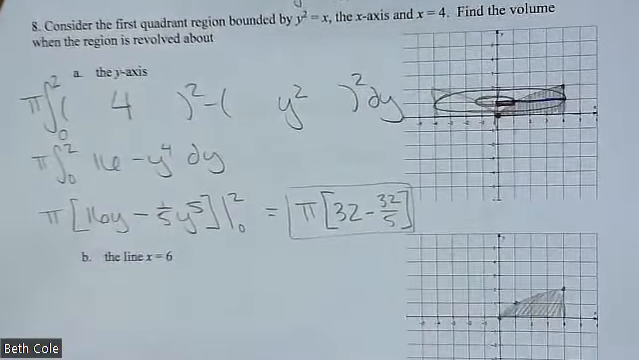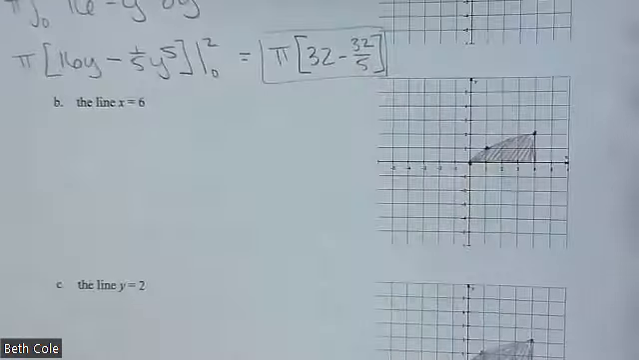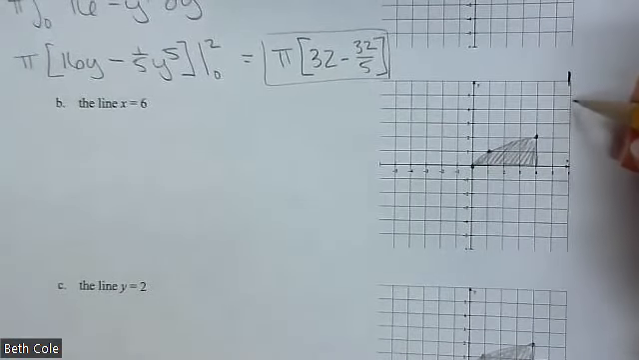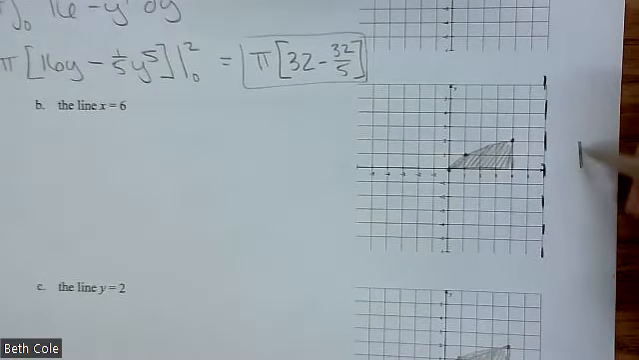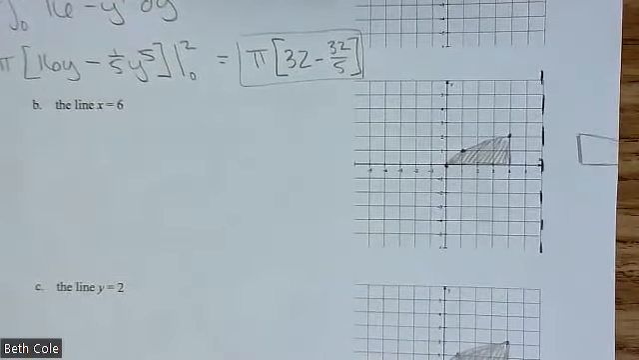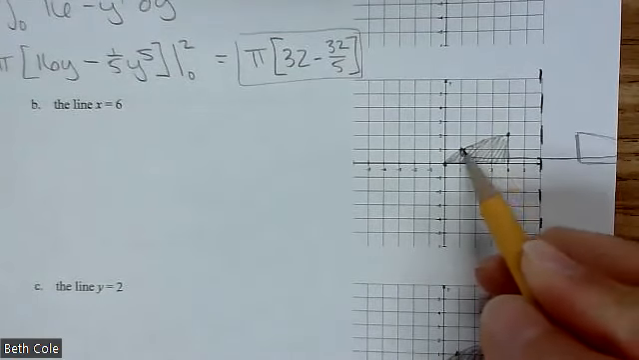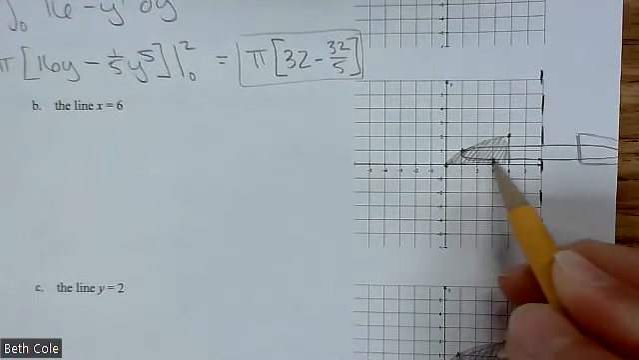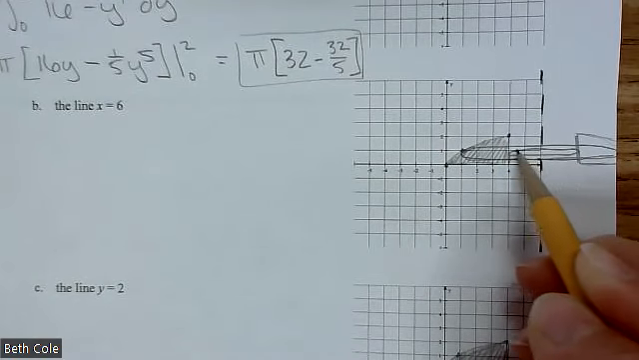All right, this one, I apologize. Our ghost shape is going to kind of go off the page a little bit. We're going to spin around the line x equals 6. So here is x equals 6, and your ghost shape is going to go off the paper. It's going to do something like that. Your outside circle is going to go all the way to the edges, and then your inside circle just touches the insides.